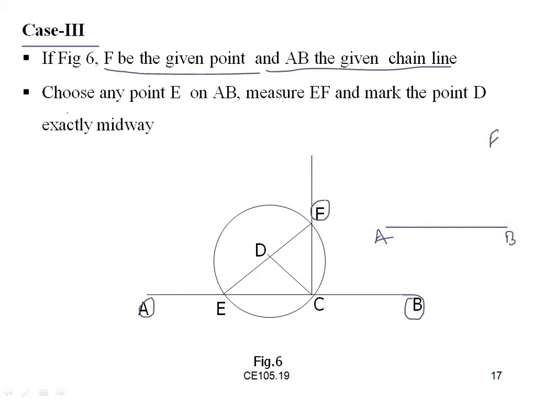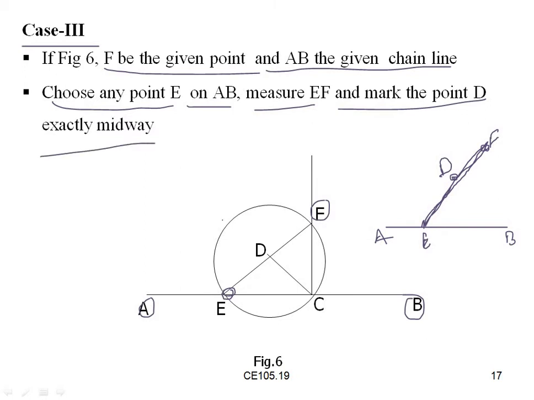Next, choose any point E on AB and measure EF. So select the point E, and then measure EF. Then mark the point D exactly midway, that is, at half the distance of EF.